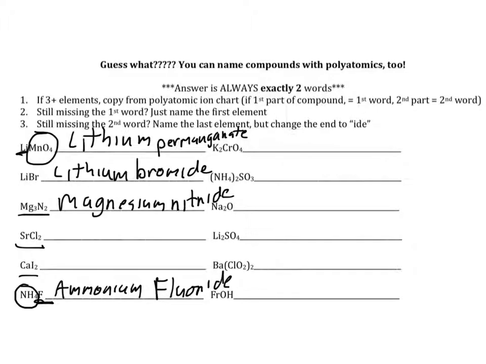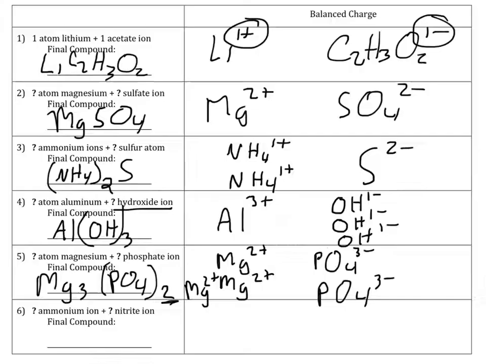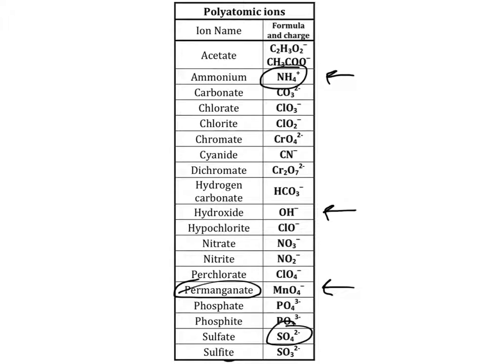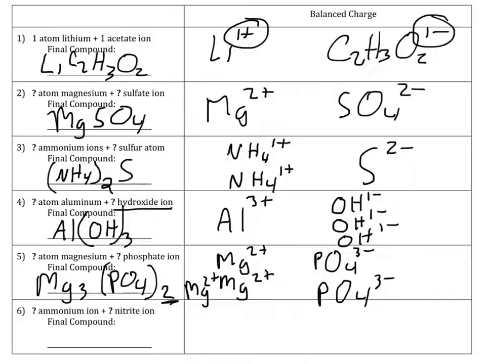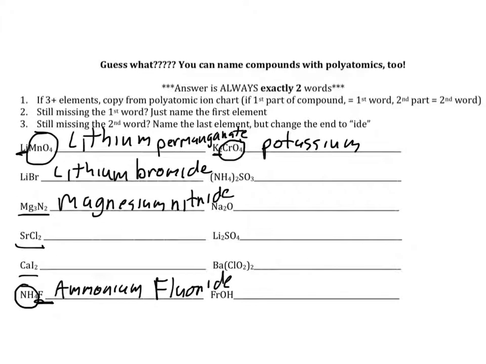All right, this one here is K, which is potassium, so we name that normal. And then we have CrO4, which is a polyatomic ion. So again, if there's more than 2 elements, that means you have a polyatomic ion. And CrO4 is right here. It is chromate, and we just name that normal.